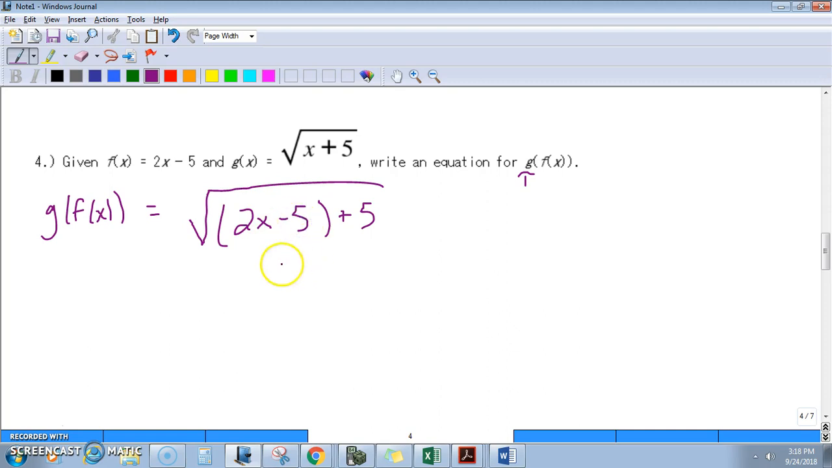Okay, and then let's simplify it just for fun and see what happens. This is actually the square root of 2x because these cancel, right? And I don't think we can get it any farther than that, in which case these are not inverse functions because it doesn't reduce down to just x.